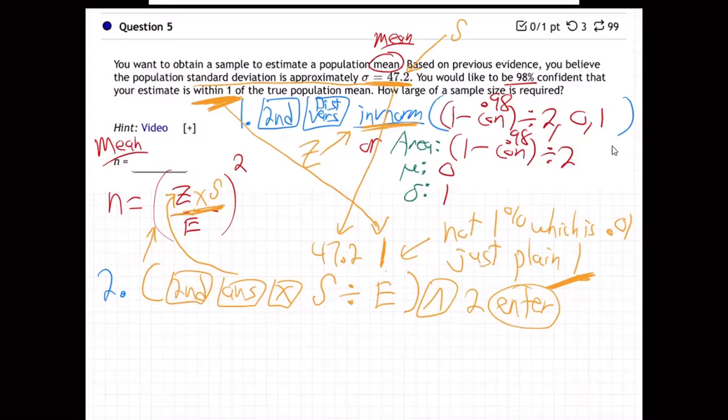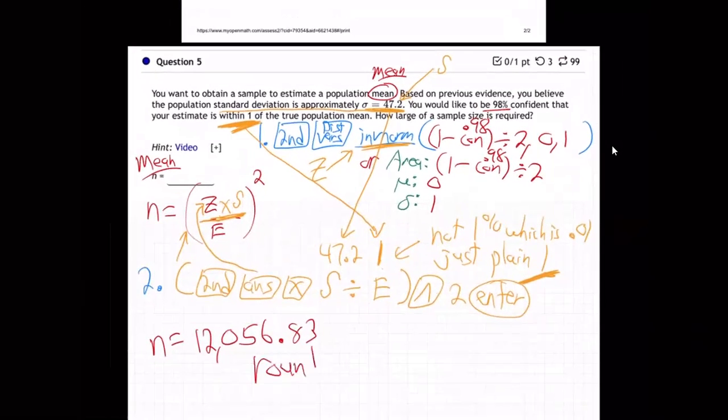I'm getting a gigantic answer. I'm getting n equals 12,056.83. And remember, we always round up, don't we? So round up, so it'll be 12,057. So we need to talk to 12,057 people in order to get the kind of accuracy we need.